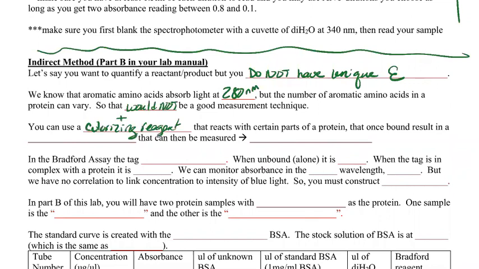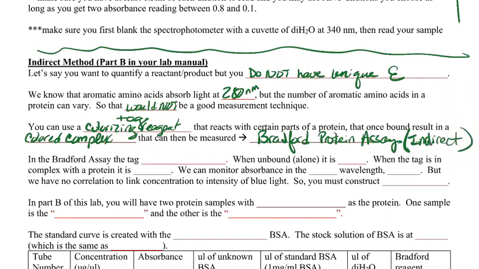Or sometimes they call it a tag. Either way, it's the same thing. And so this reagent is going to react with a certain part of the protein. And then once it's in that complex, once it's bound, then it's going to result in a color change. So you're going to have a colored complex of the tag plus protein. Then we can measure the formation of that color in what's called a Bradford protein assay. And so this is our indirect method.